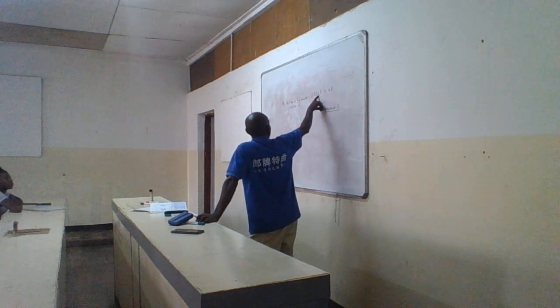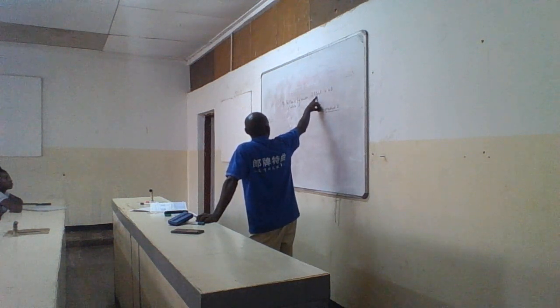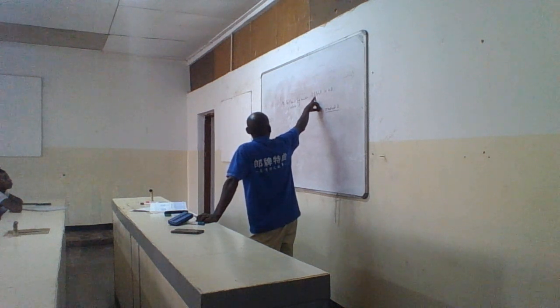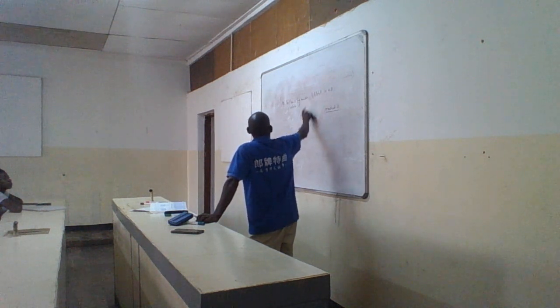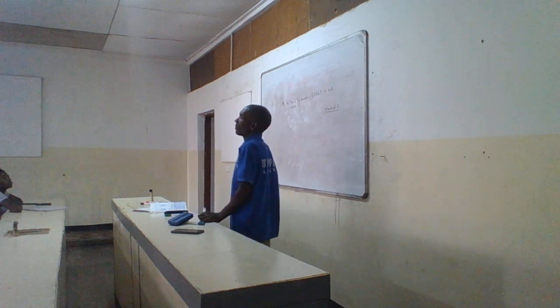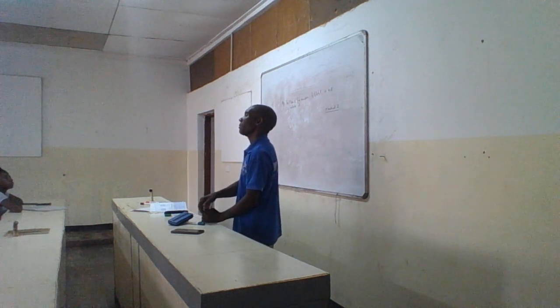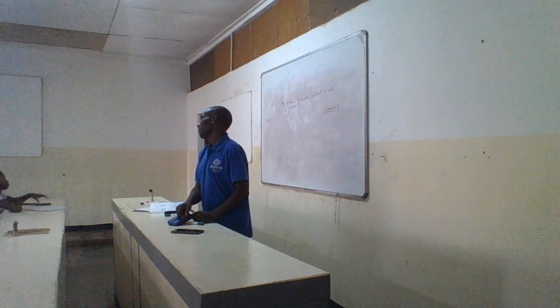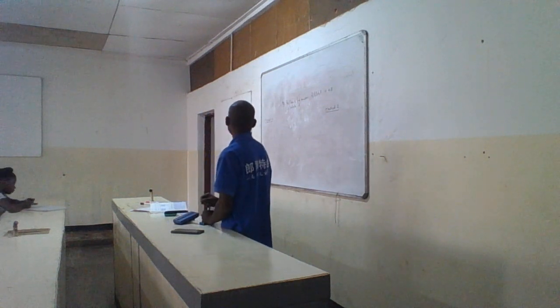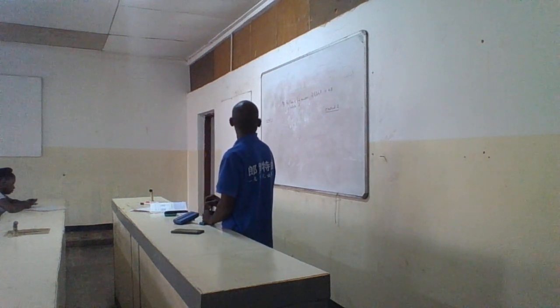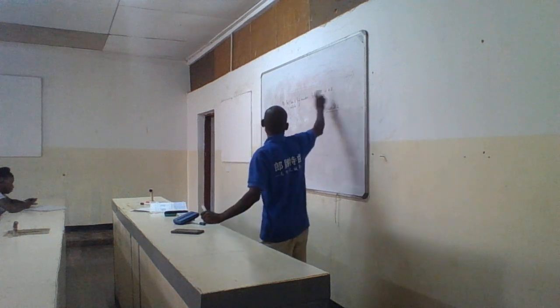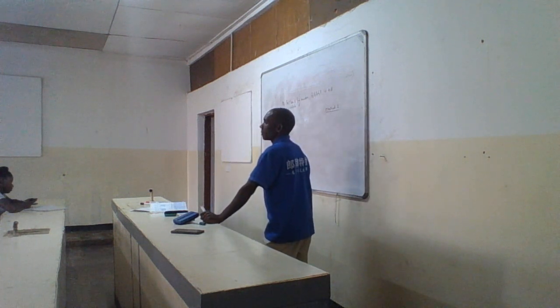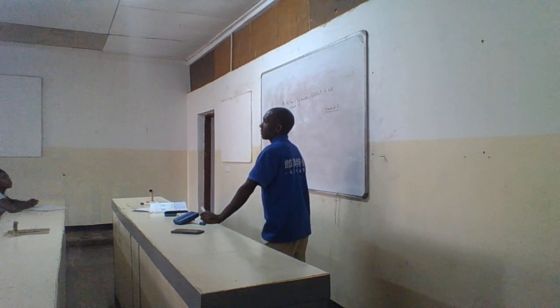Adding 8 plus this one, 14, 19, 22, 24. 24 divided by 5 is 4.8. That's what I'm saying. Let's find the standard deviation.